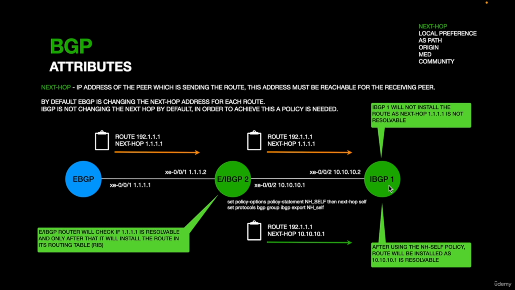After the route is delivered to iBGP1, it will try to resolve the next hop. And in this case, this next hop here is resolvable because it is directly connected to iBGP1. So next hop is a very important BGP attribute, and it should be shared with every route, because without next hop the traffic cannot be routed successfully.